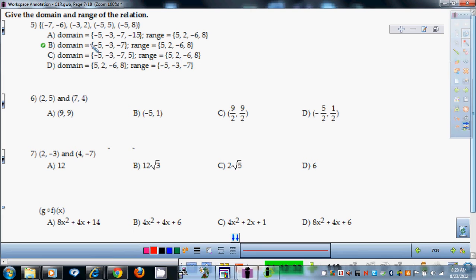If something occurs more than once, you do not have to list it more than once. That's why there's only 3. And then for the range, same thing. List your y values. Now you may notice it said graph the domain and give the domain and range of the relation because it didn't necessarily say it was a function. They just wanted you to see if you knew what you were looking for with repeating that, or with x's and y's. Questions on number 5.